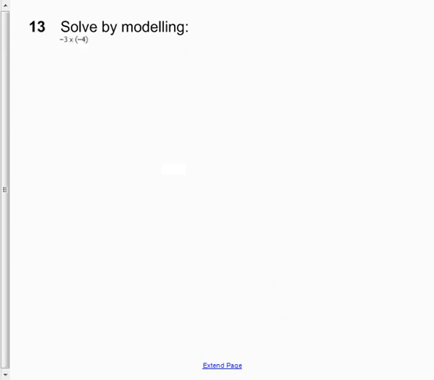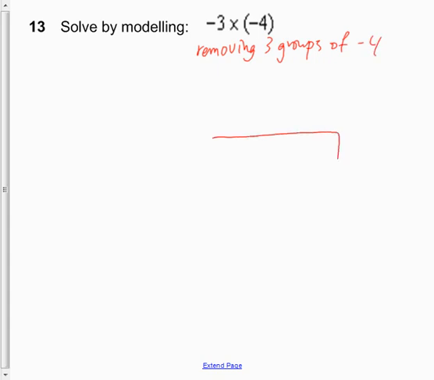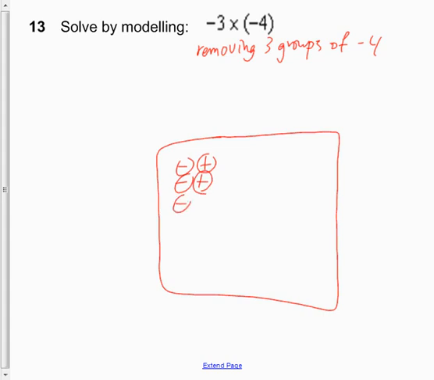The second thing to solve by modeling, it gives you almost the same question, except your first integer is negative. And this one we want to interpret as removing 3 groups of negative 4. Okay? So this time I have to remove 3 groups of negative 4. So when I start with my 0 space with nothing in it, my 0 has to be created by using 0 pairs. So if I think about this, I'm going to infinite clone this 3 times here.